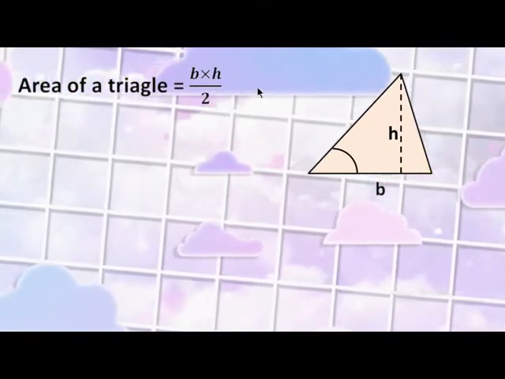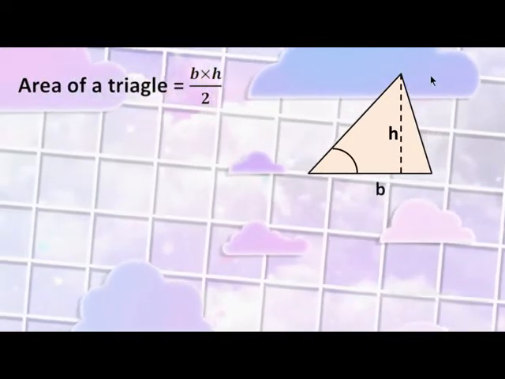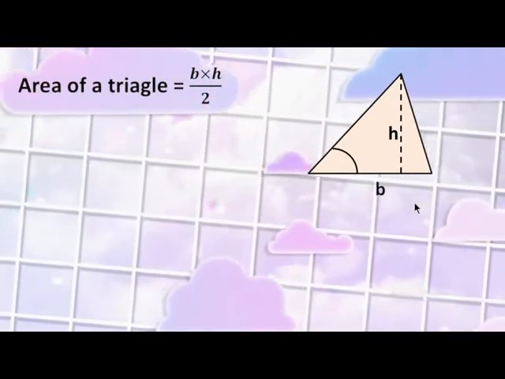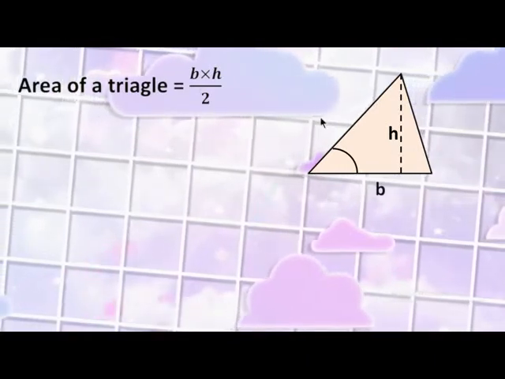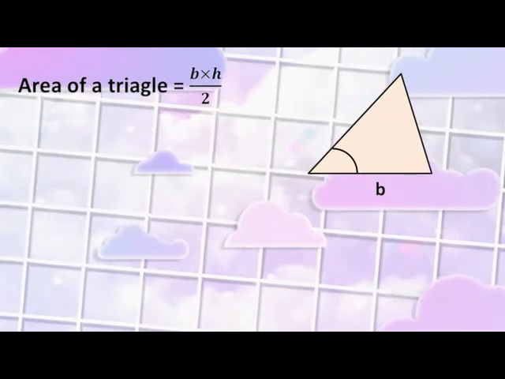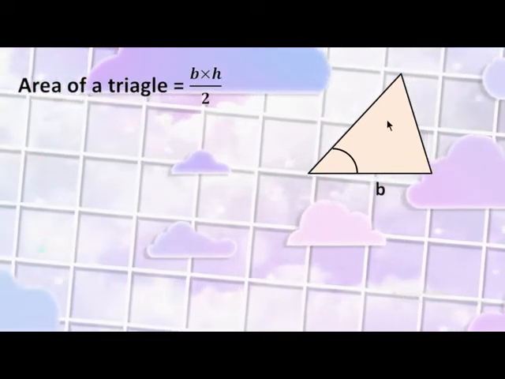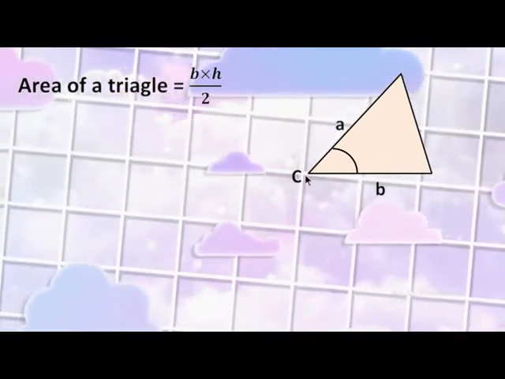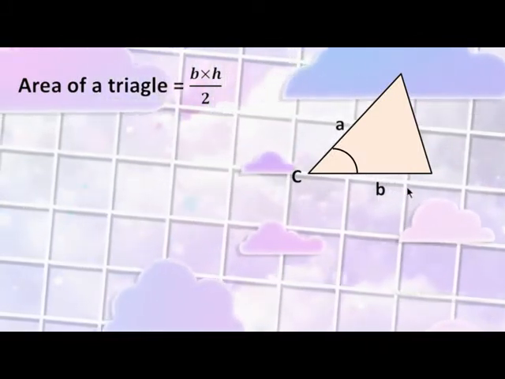This formula applies to any triangle, even a non-right-angle triangle, like this triangle. It is not a right angle triangle. We can find the area by multiplying base and height and then dividing by 2. But what if we don't know the height of the triangle? How can we find the area of this triangle? If we don't know the height, but we know two sides and the angle between them, we can find the area.